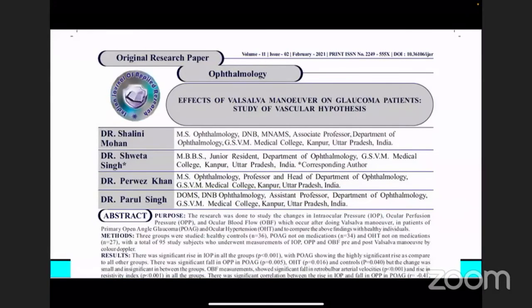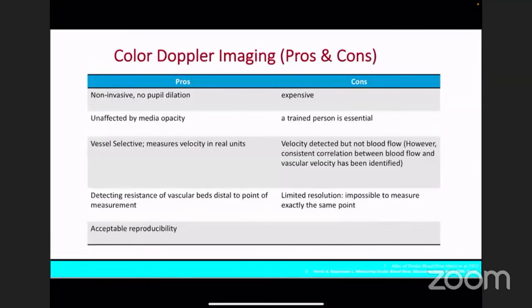This is another study which we recently published, the effect of Valsalva maneuver on glaucoma patients, where we found that when Valsalva was being done, there was reduction in peak systolic velocity and end diastolic velocity, and there was increase in resistivity index of the ocular blood flow.